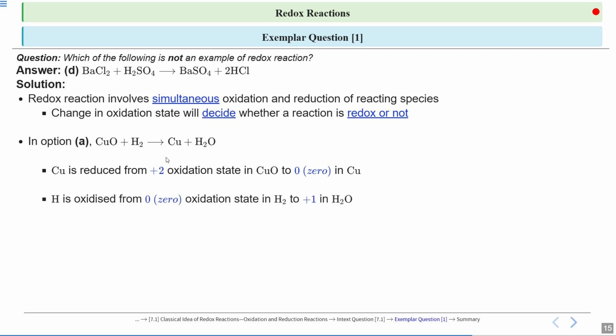While if you look at the hydrogen, hydrogen is present in 0 oxidation state in the reactant, while it is present in +1 oxidation state in the product. So how would you relate it? We can relate it in a manner that hydrogen is oxidized from 0 oxidation state in H2 to +1 in H2O. Hence, we can say that this reaction is a direct example of oxidation reaction. Thus, the above reaction is a redox reaction.